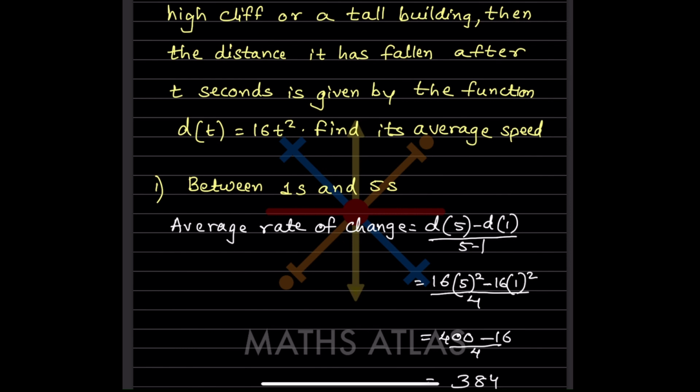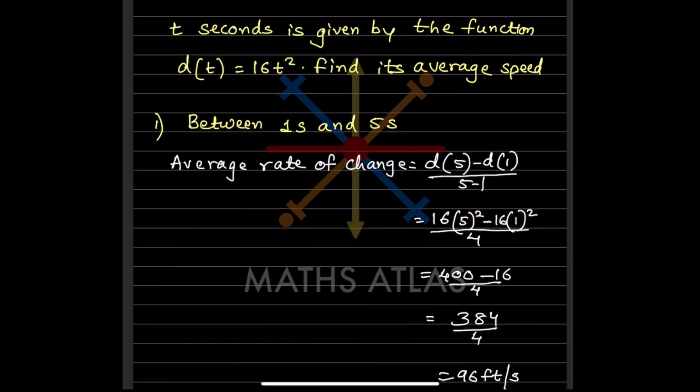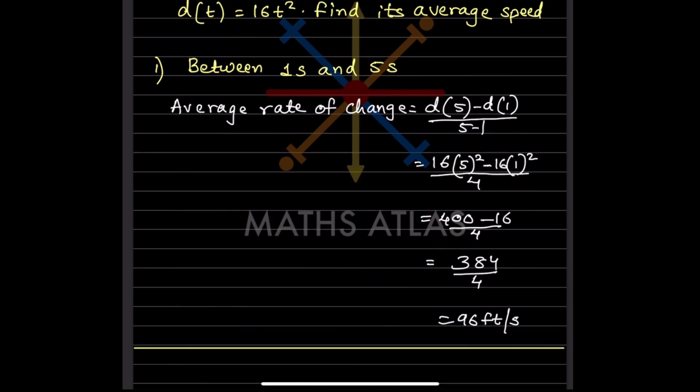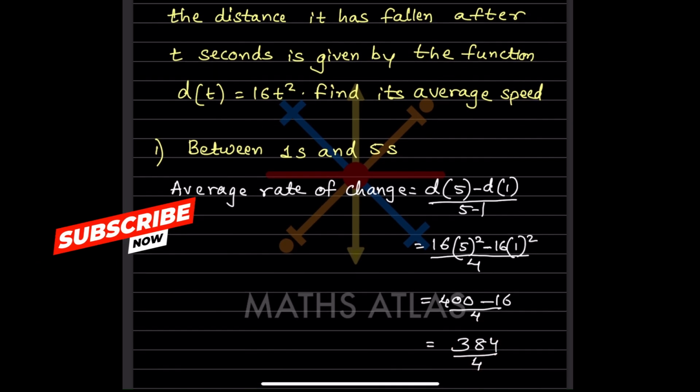So what will you do here? In this equation we are going to put 16, and in place of t square you will put 5 square because this is 5. And here minus 16, and here you are going to put 1 square. So what will you get here? 16 will be here, and this 5 square will be 25. So 25 into 16 is going to be 400, and here 16 is there and 1 square will be 1, so this is going to be 16. Divided by 4. So 384 divided by 4, you get 96. So 96, that is going to be feet per second.